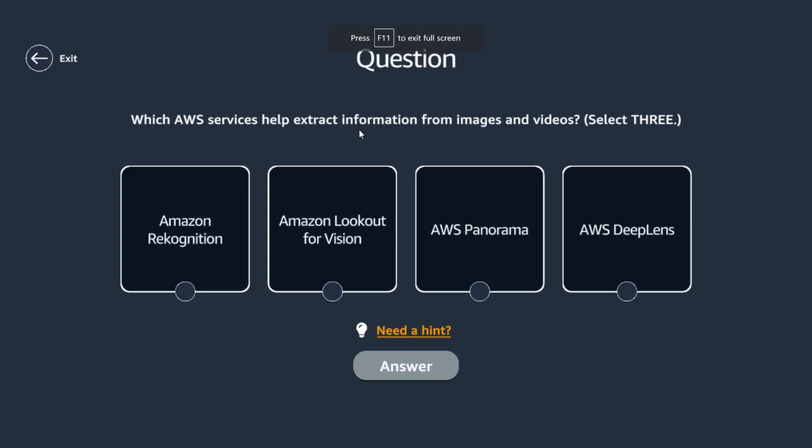Which AWS services help extract information from images and videos? Select three. I know Rekognition. I don't know Lookout for Vision, Panorama. Select three, DeepLens. This is something I don't know. Maybe if I watched those videos, I would have known. But this DeepLens looks familiar. Lookout for Vision, Amazon Lookout. Maybe this one. Let's see.